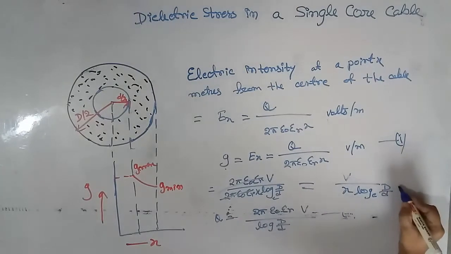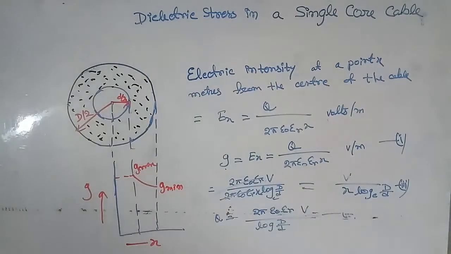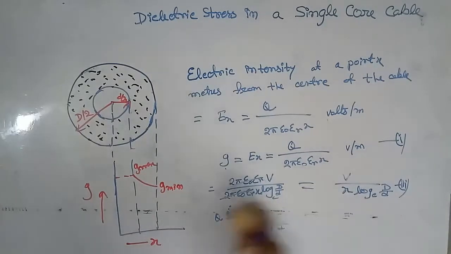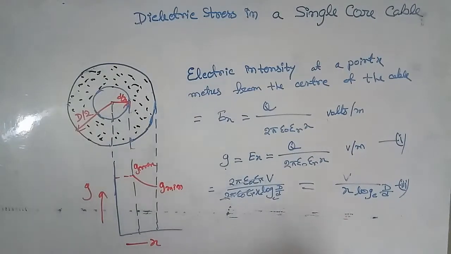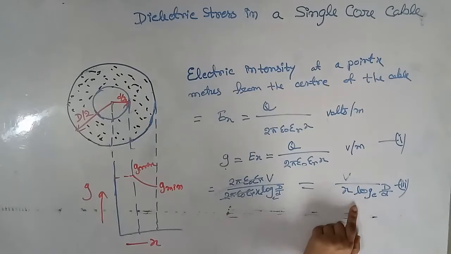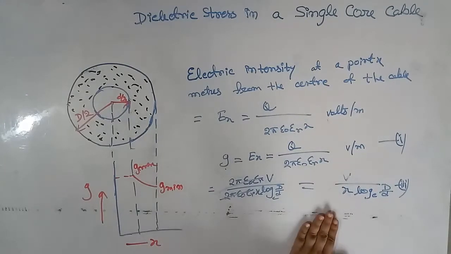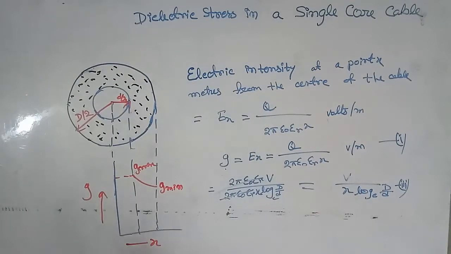Now this is our equation 3. It is clear from equation 3 that the potential gradient varies inversely with the distance x. Therefore, potential gradient will be maximum where x is minimum, and potential gradient will be minimum when x is maximum.